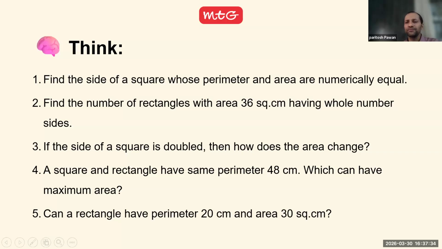Yes, Parnasa. Sir, can you please explain the second question? The second question says, beta, find the number of rectangles with area 36. The area of the rectangle is 36 square centimeter, having whole number sides. It means the side should not be in decimal or fraction. It should be a whole number side. Okay, sir.